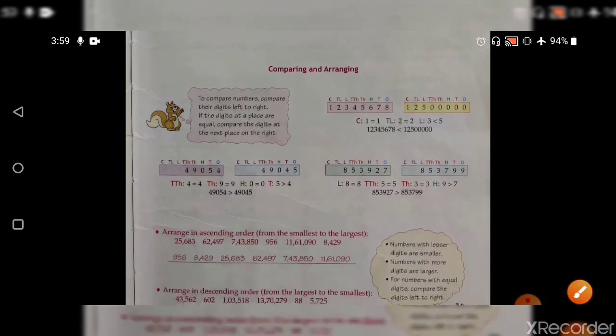Coming to the next, comparing and arranging. Comparing and arranging basically means ascending and descending order. Ascending order is when we start writing from the lowest number first and take it to the highest number, and in descending order we write the highest number first and then at the end we write the lowest number. In this also you have to arrange the numbers according to their value.